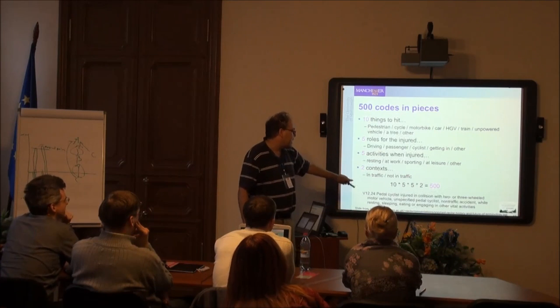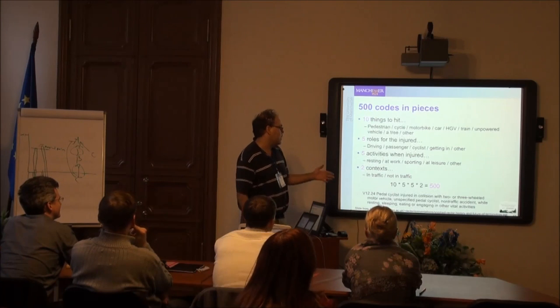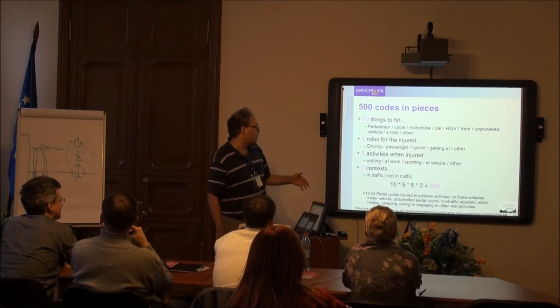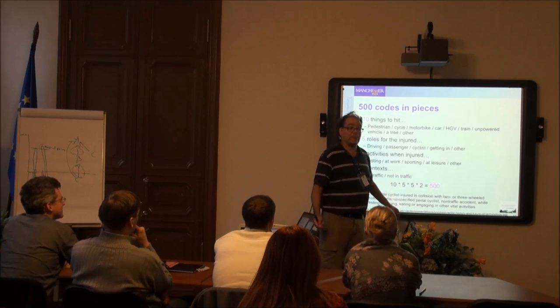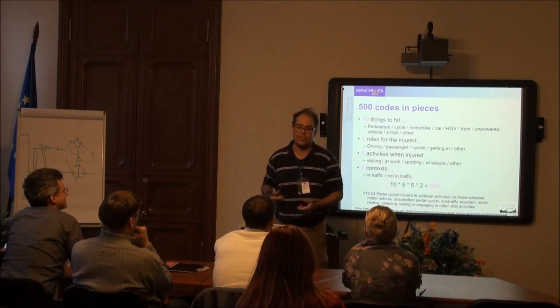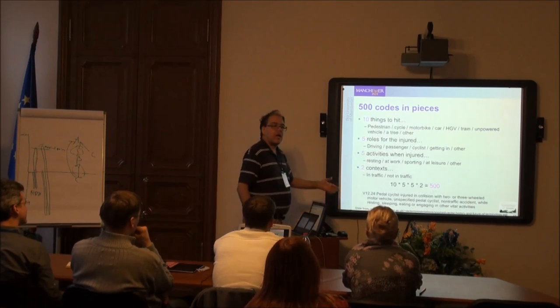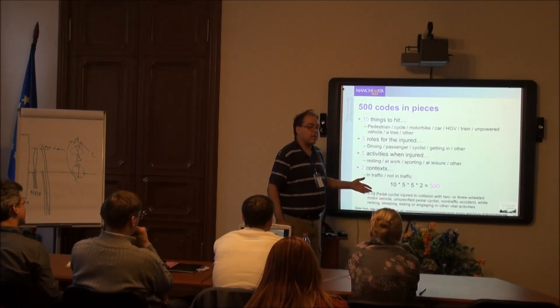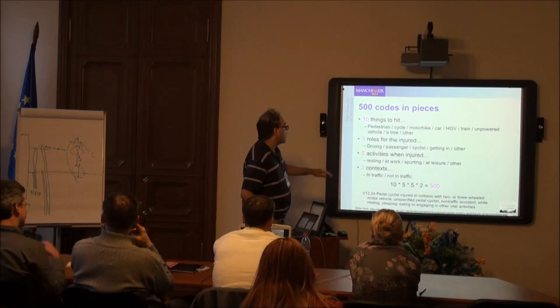I don't know if I would be able to easily tell whether I typed "pedal cyclist injured in collision with two or three wheeled motor vehicle, unspecified" or "pedal cyclist" and had it specified as pedal cyclist. The difference between those two is invisible to me. So verifying this, I end up doing a lot of work that is wasted and pointless and not what we're good at.